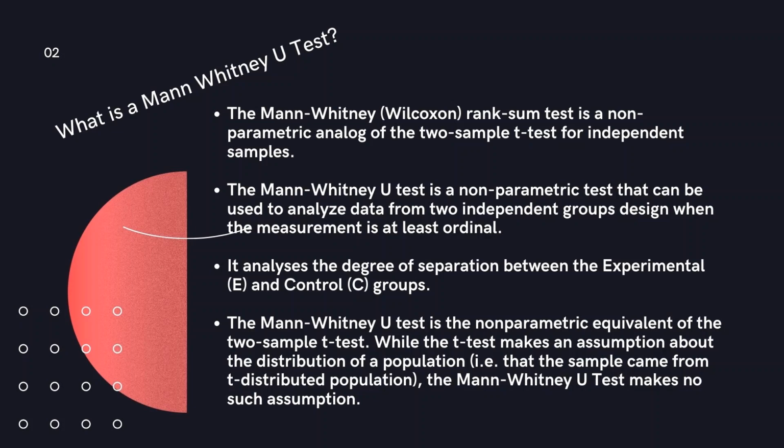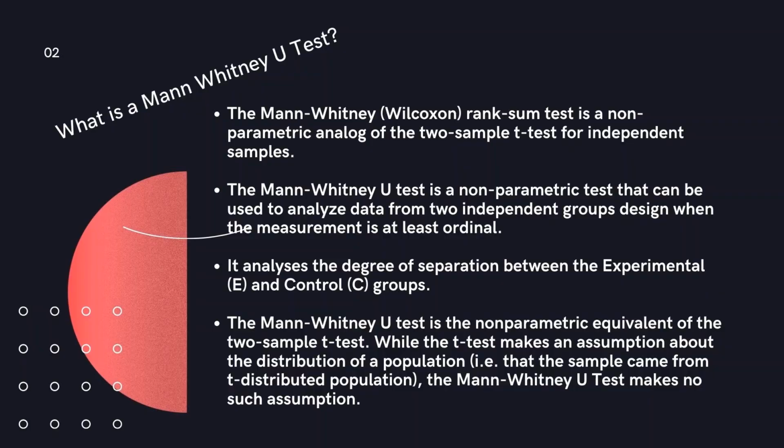The Mann Whitney U test is the non-parametric equivalent of the two-sample t-test. While the t-test makes an assumption about the distribution of a population, that is, the sample came from a t-distributed population, the Mann Whitney U test makes no such assumption. So these are the key words that are very important when you write your exam paper.